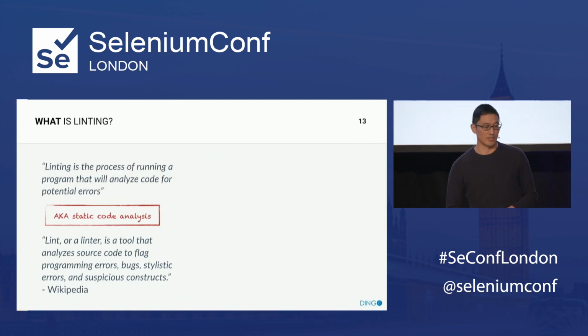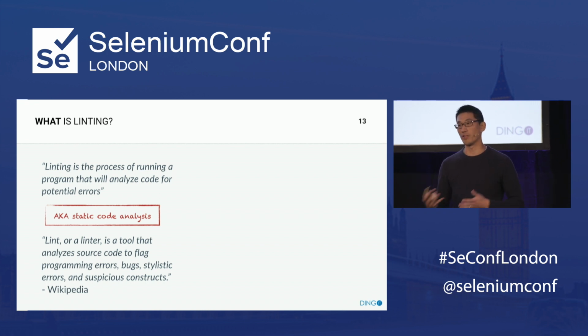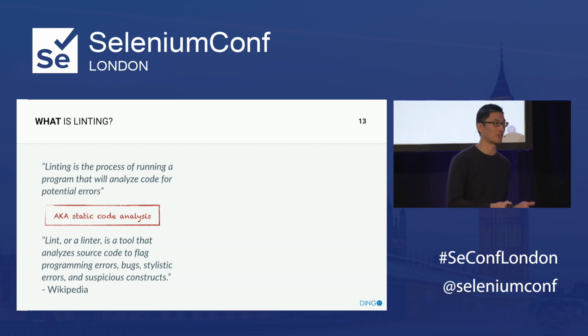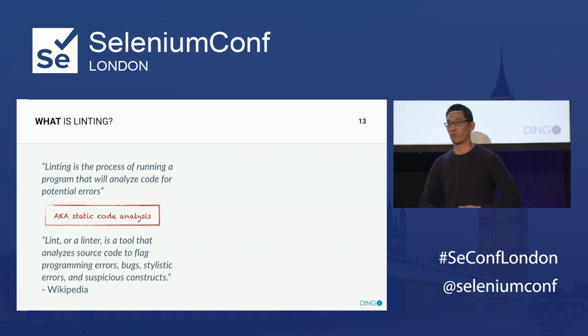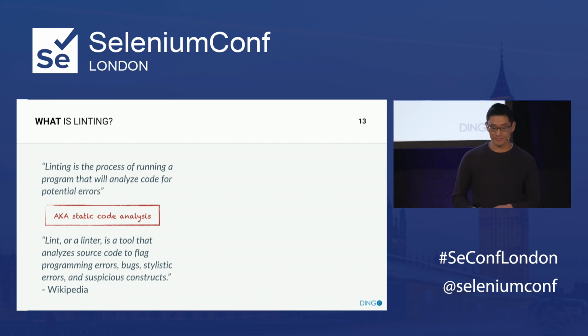So what is linting? Linting is the process of running a program that analyzes code for potential errors. So it's looking for undesired pieces of code. It's also known as static code analysis, so it's not running your code. It actually takes your source code and checks it for all the undesired pieces of code you don't want in there.